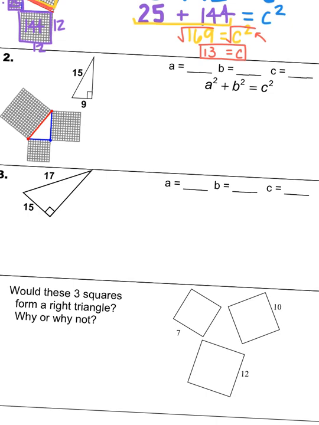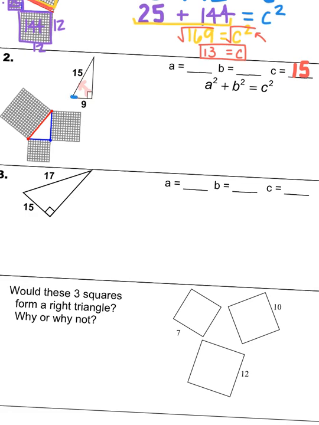On number 2, I want you to start by finding your hypotenuse. Which one is the hypotenuse? Sometimes it helps students to find the right angle first, and then the side that's opposite the right angle is the hypotenuse. That means that the hypotenuse is 15. We are not looking for our c this time.